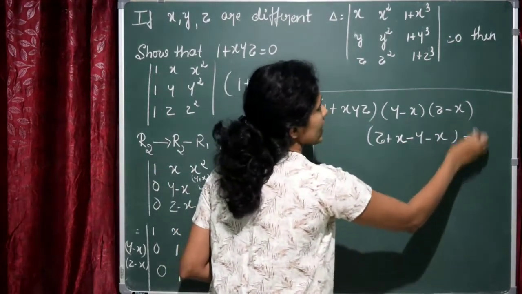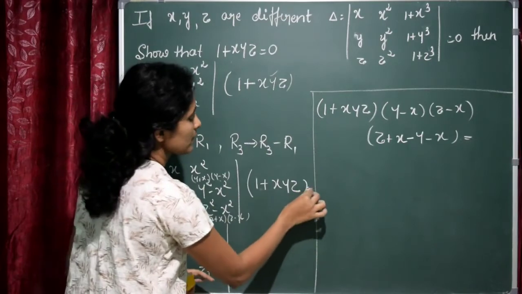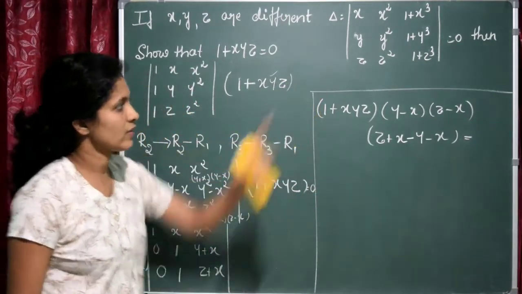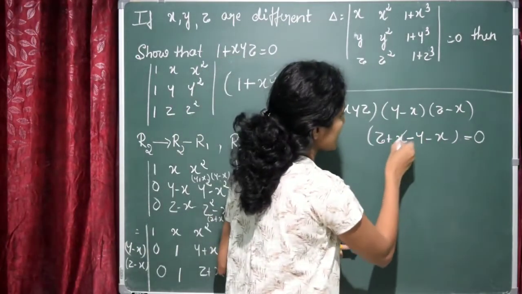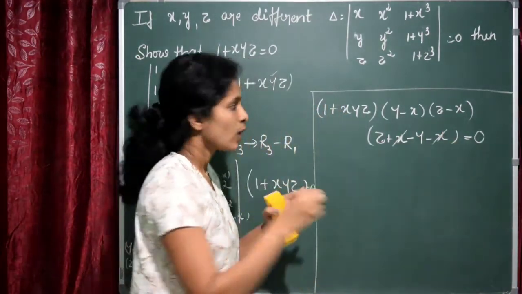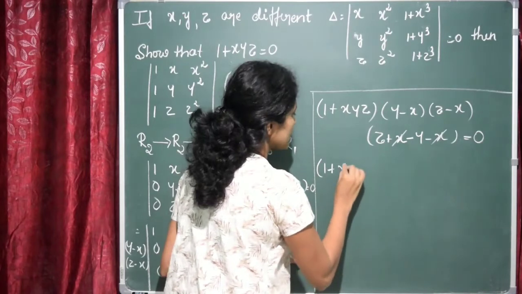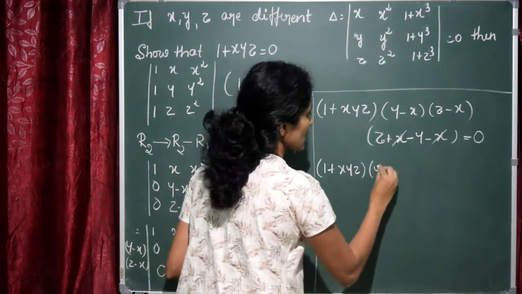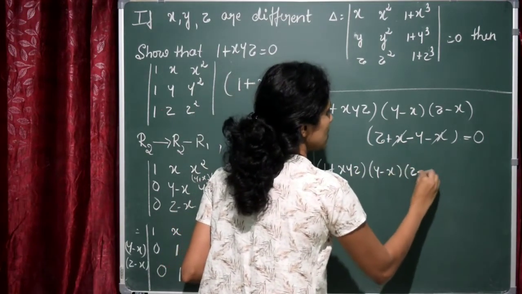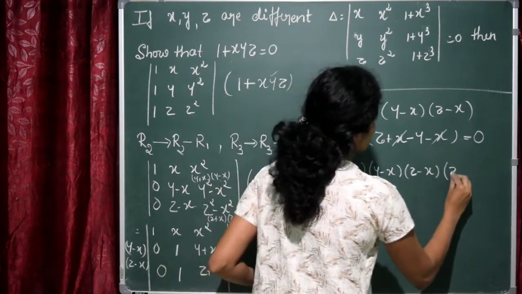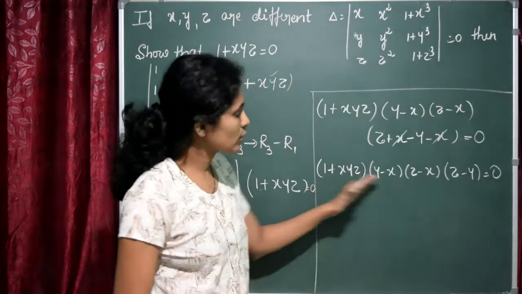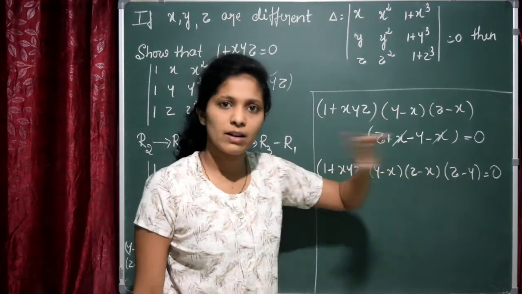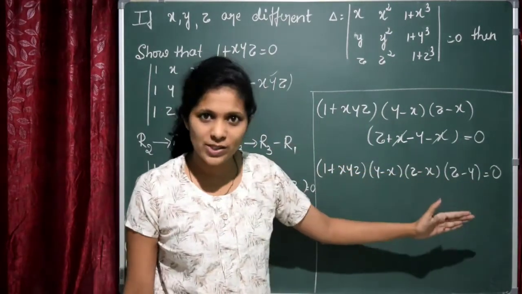Given that the determinant is equal to 0, plus x and minus x will get cancelled. What is remaining? 1 plus xyz, y minus x into z minus x into z minus y is equal to 0, right? Product of these terms is equal to 0.